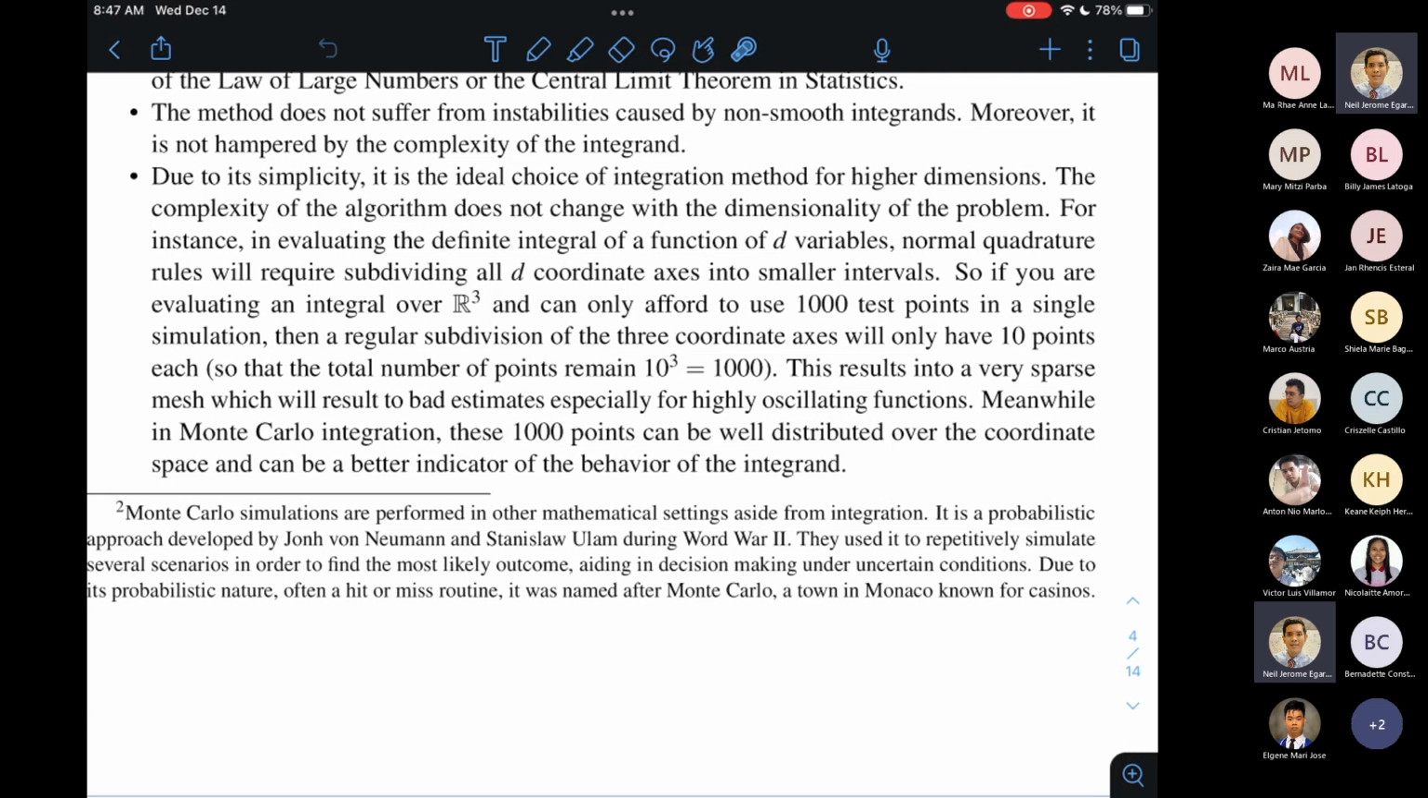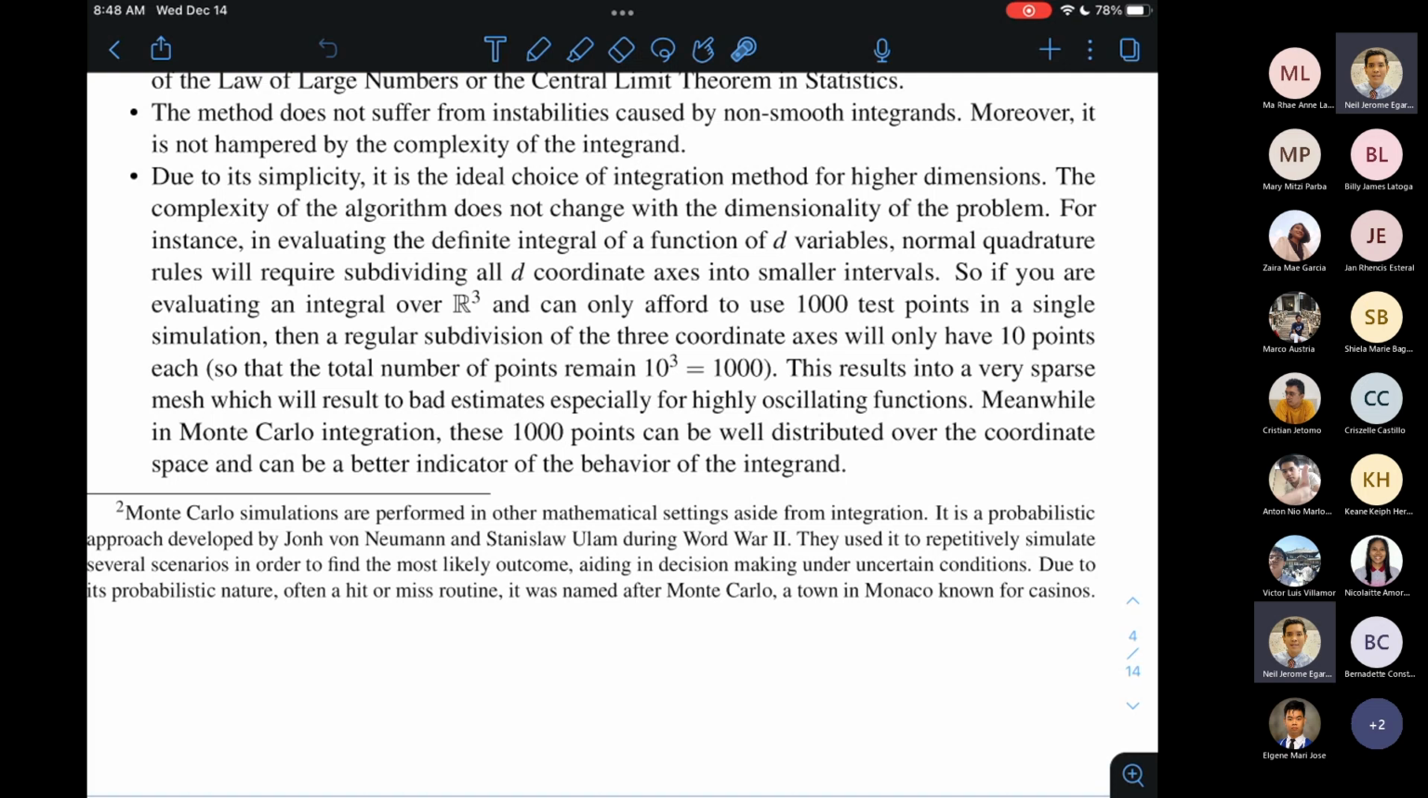Kasi para yung total number of grid points mo ay maging 10 cube. So meron kang 10 subdivisions in the x-axis, 10 subdivisions in the y-axis, 10 subdivisions in the z-axis, tapos ilang possible triples yung makukuha mo? 10 cube, right? Kasi 10 choices for the x component, 10 choices for the y component, 10 choices for the z components, multiplication counting rule, magkakaroon ka ng 10 cube. So magkakaroon ka ng 1,000 grid points.